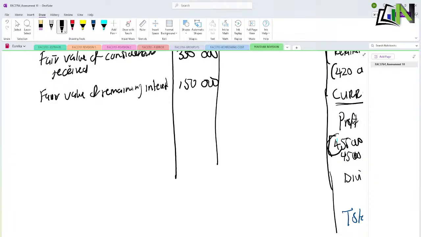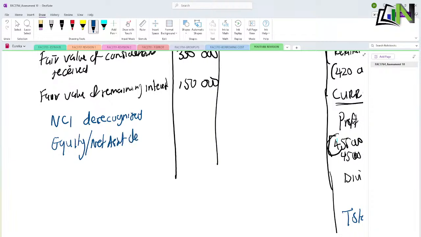Okay, so once that one is done, now we have to also look at the other items from our analysis. Now the NCI derecognized, and then also the equity derecognized. Equity, or you can say net assets derecognized. This is going to come from the analysis of owner's equity that we did, and of course also the goodwill derecognized. All right, so all of these are coming from that side.